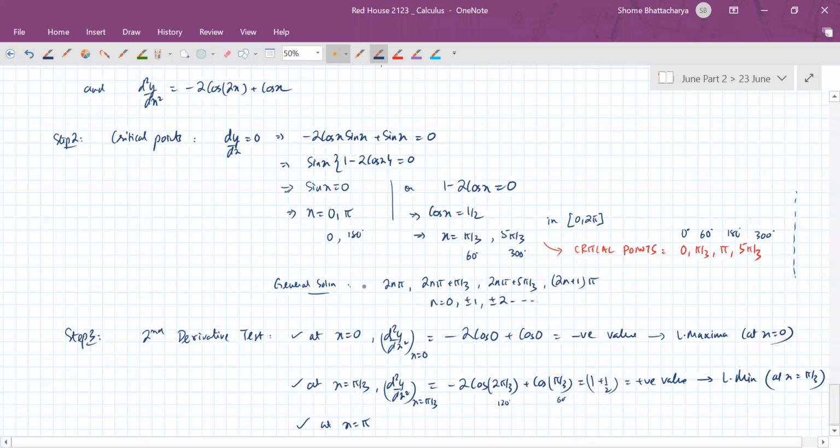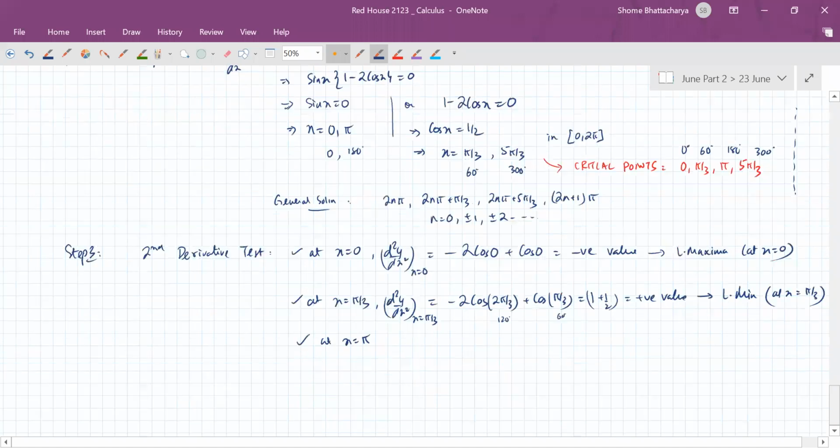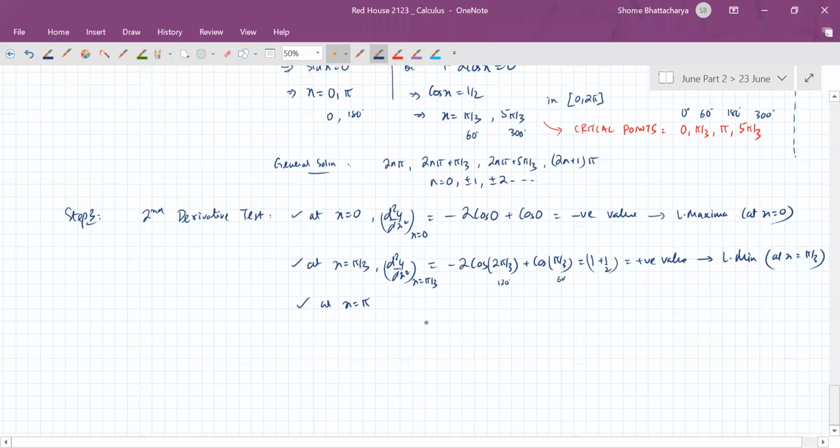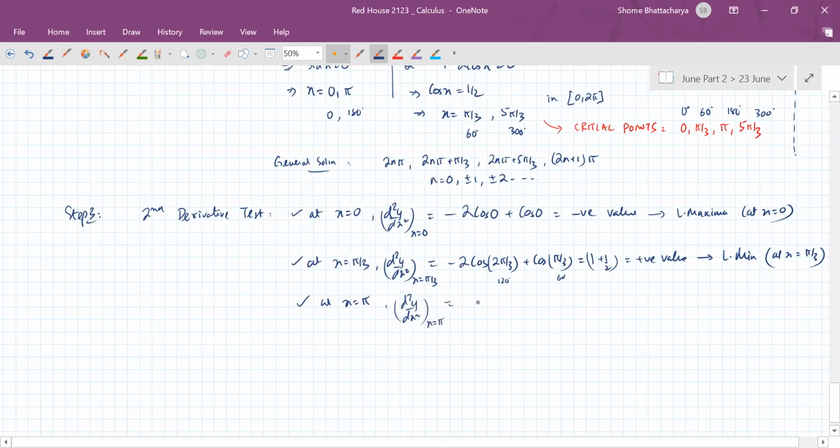Okay, so let's complete the analysis. At pi, you can see that it's rather easy. Minus 2 cos 2x, so that will become 2 pi plus cos x. There's cos pi, so that will become minus 2 into 1. So that's minus 2 plus cos pi, which is minus 1. So it's a negative value. So again, you can see you'll get a local maxima at x equal to pi.